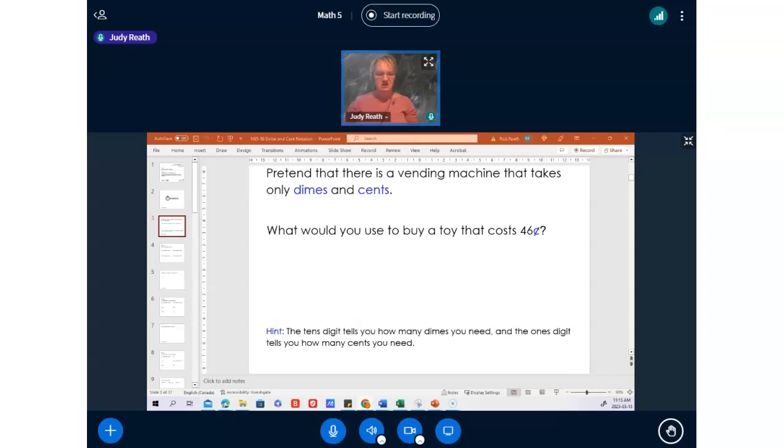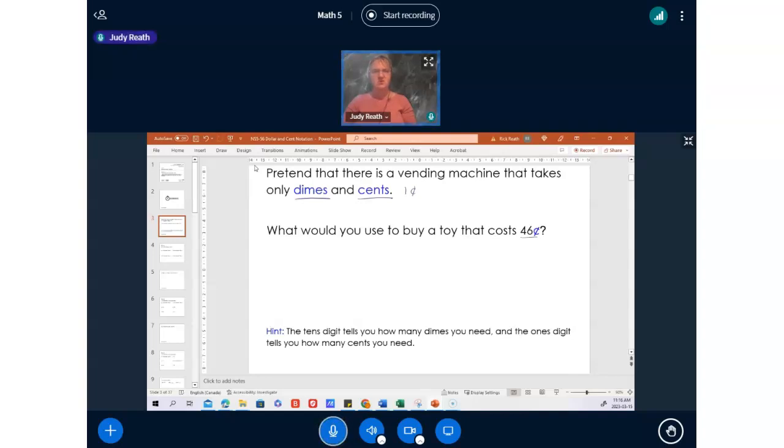So we're working on this unit on money and how we can apply our knowledge of decimals to money. Pretending that there was a vending machine that takes only dimes and cents, cents would be like 1 cent. We obviously don't use that in Canadian currency anymore. We don't have pennies anymore. But if we did, what would you use to buy a toy that costs 46 cents?